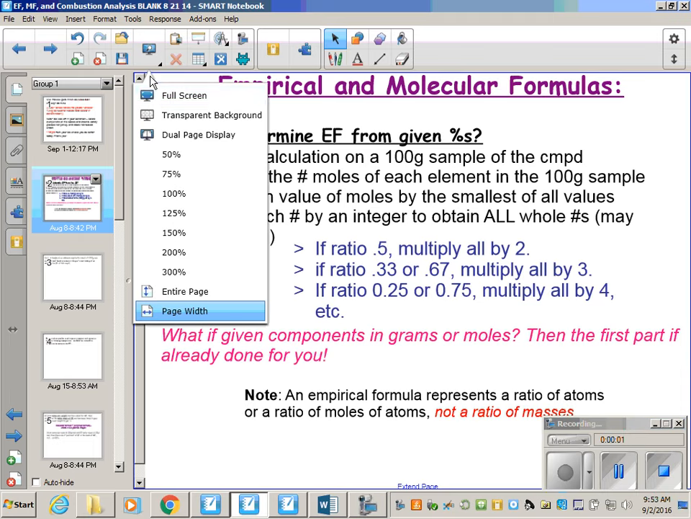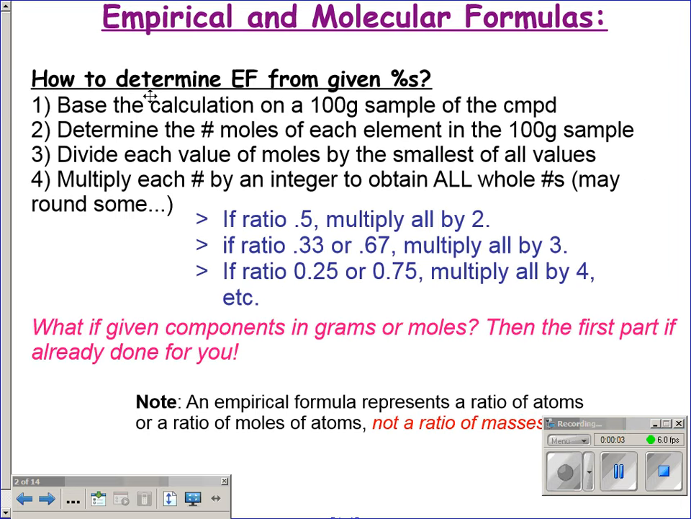You have to find the formula from a percent or from grams. And the formulas that we're talking about, those subscripts we're speaking of, are actually internal mole ratios. Internal mole ratios means that those quantities that are given to you must be converted to moles before you can actually get the ratio.